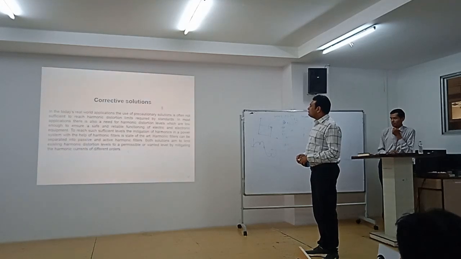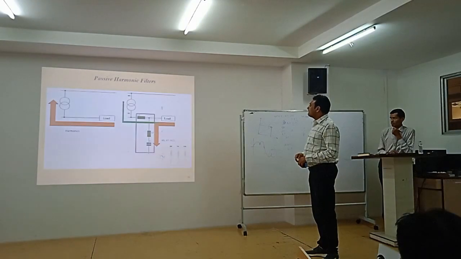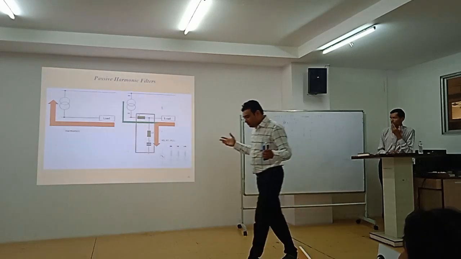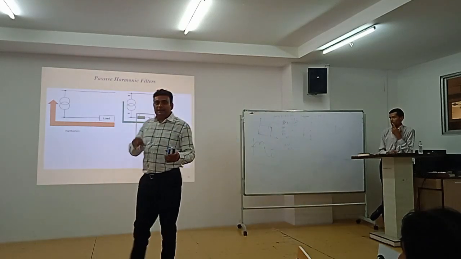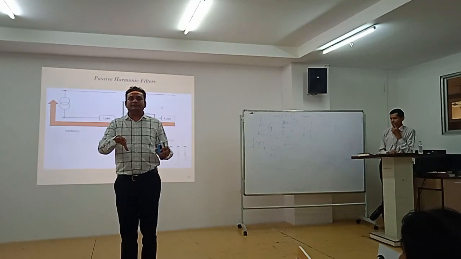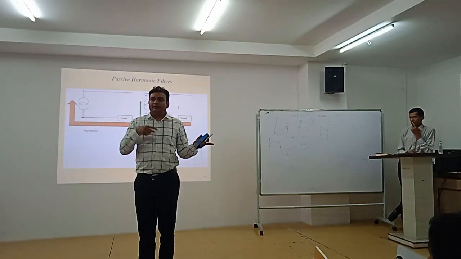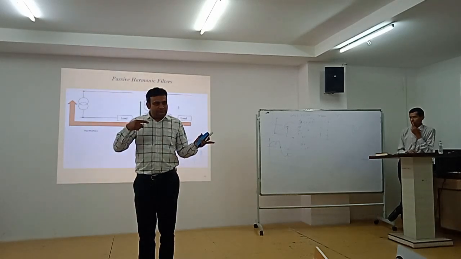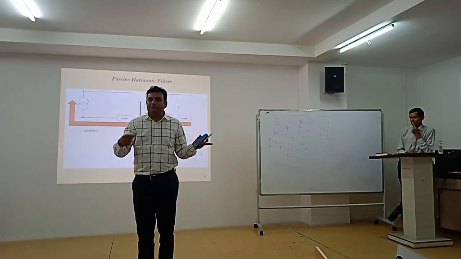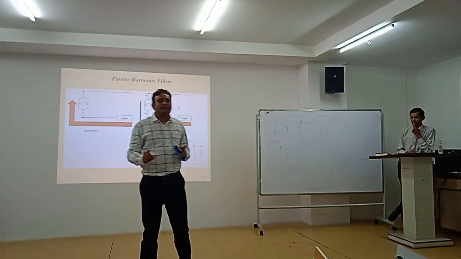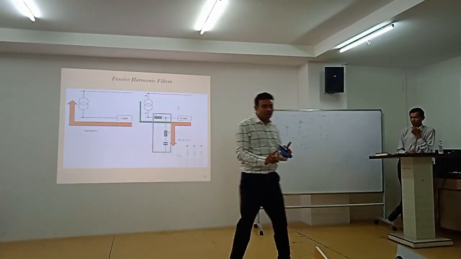In the correcting solutions, what do we see? Next. Passive filter. Earlier there was prevention: if you want to prevent the harmonics, then DC side filter, AC side filter, and topology, that is increasing the number of pulses per cycle of the transformer. So these three are preventing solutions.